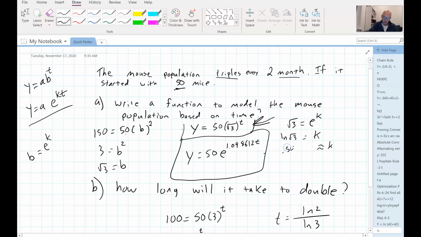So we get approximately 0.549306. So that would change this to 0.54. Oh, wait a minute. Did I do that right? Let me try that again. Natural log of parentheses, the square root of 3, close parentheses. No, 0.54. Okay. 0.549306t. So this would be the model if it triples every 2 months. So basically we're taking the amount of time it takes to do whatever it's going to do and put it in for time, and then we're looking at what this says to figure out what to do with that side. Okay?